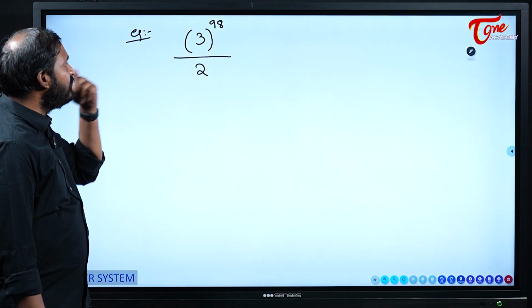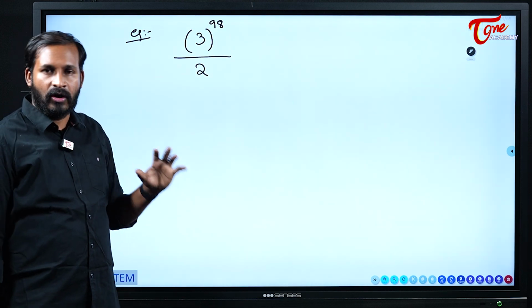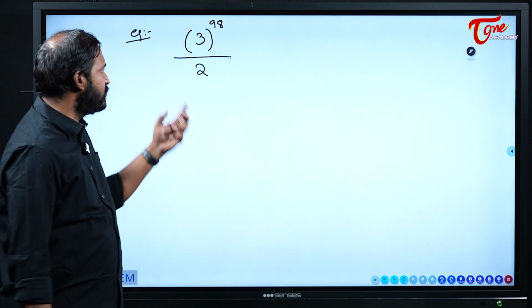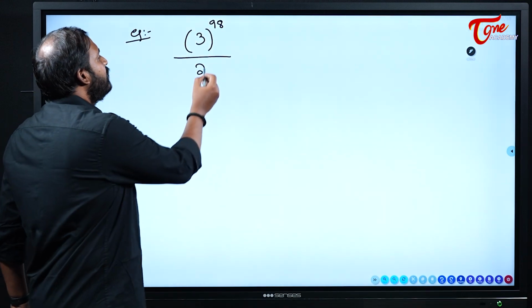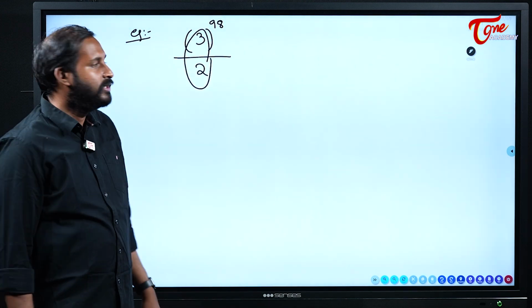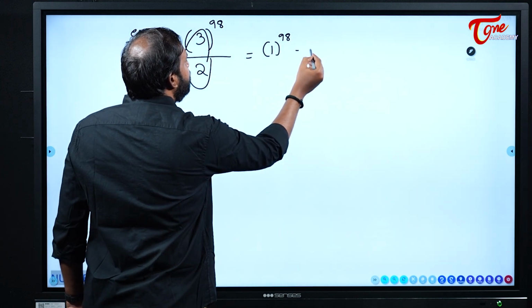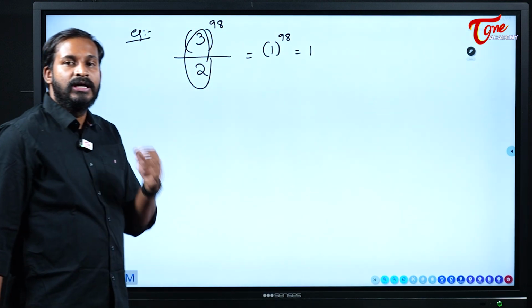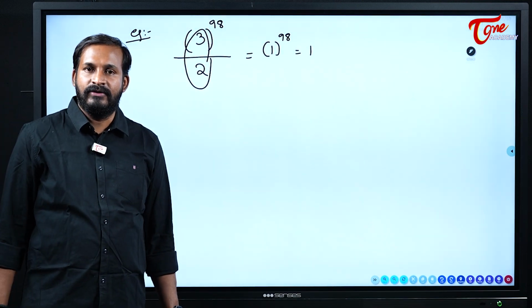Now, generally, to find 3 to the power of 98 is very time taking, not impossible, but a time taking process. So what we will do is, we will not bother about this 98, we will simply find the remainder for 3 by 2. What is the remainder for 3 by 2? 1. So 1, and now I will apply the power to it. So 1 power 98 is what? 1. So the remainder for 3 to the power of 98 by 2 is 1.